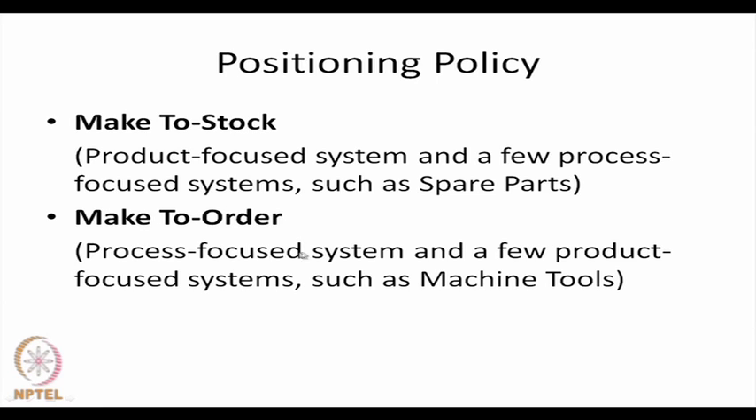And if it is a process focused system in which custom orders are normally obtained and it is intermittent in nature, it is usually make to order. You produce only when there is an order. However, there are situations where a product focused system, such as one that manufactures machine tools following a particular sequence of operation, may not produce a machine tool unless there is an order, because it is very expensive to make one. So, it can follow a policy of make to order.